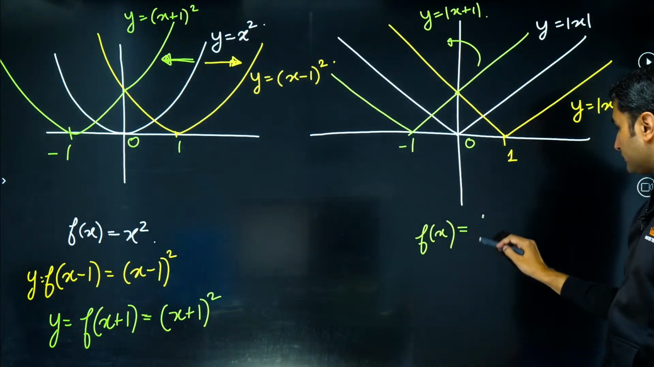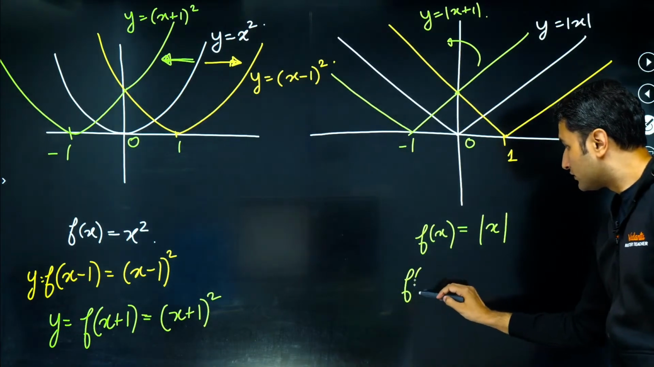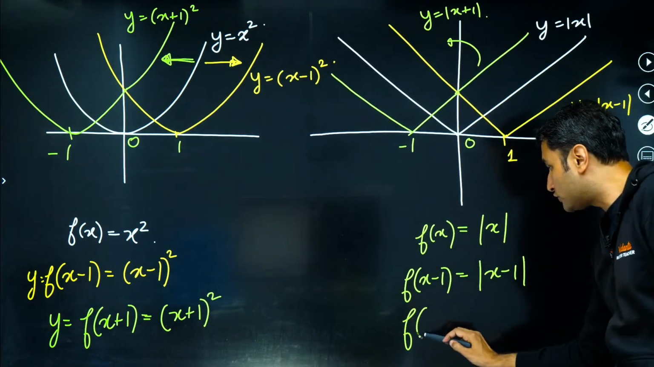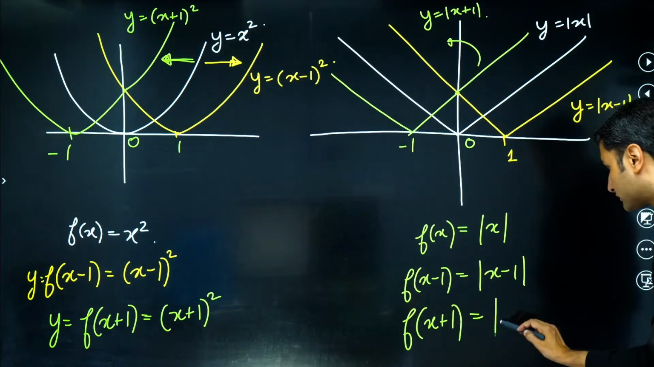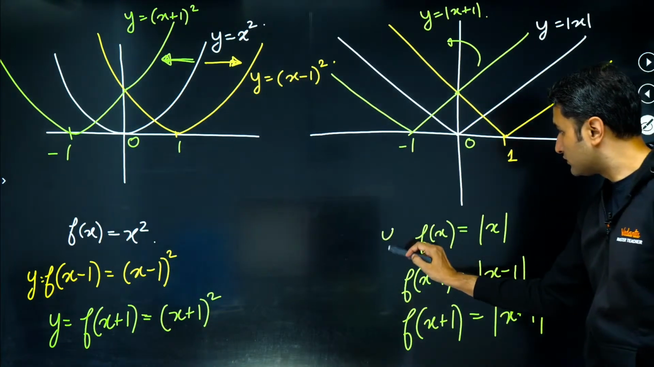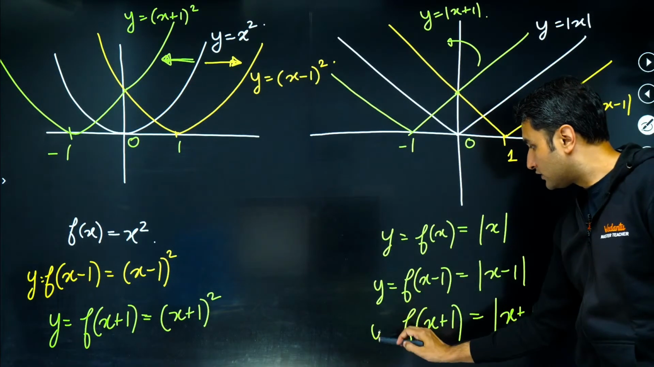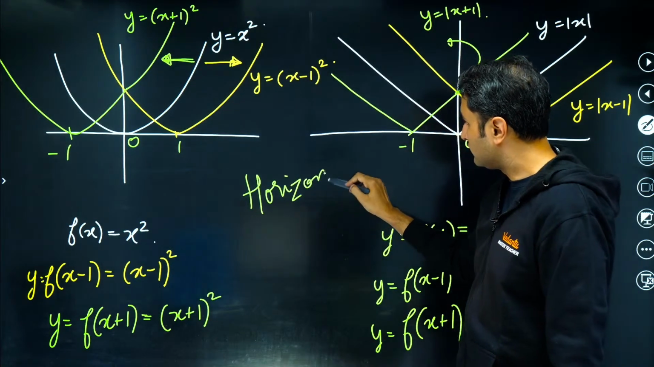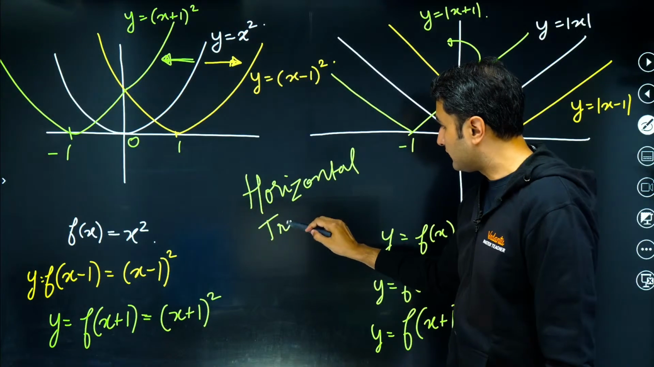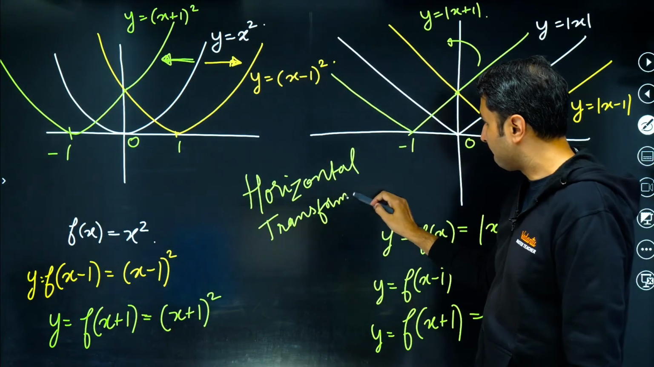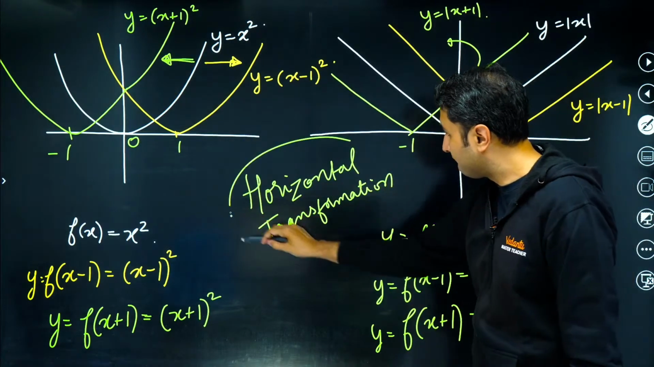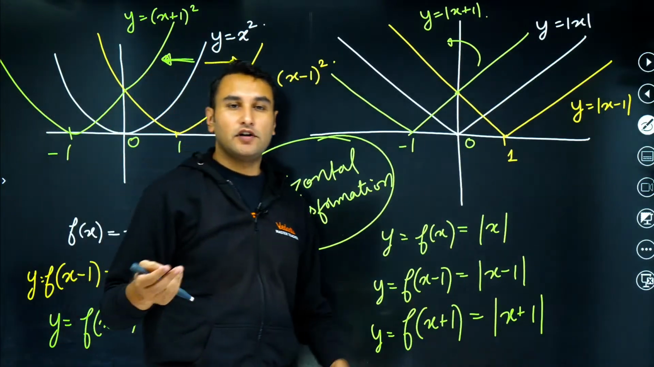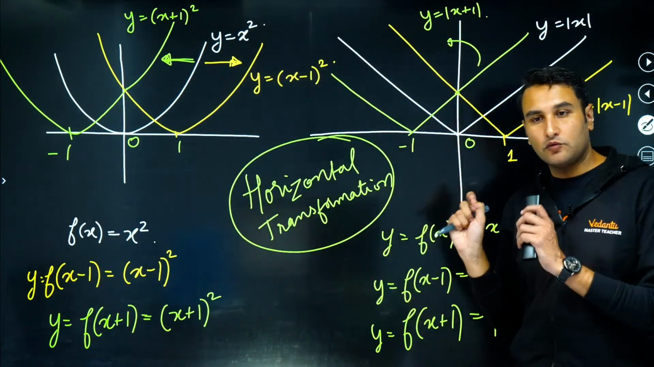So this basically summarizes the entire graph transformation, but only the horizontal graph transformation. Alright, so bachcho, what do we call it? We call it horizontal transformation. Cool. With time we will learn the vertical transformation, and with time we will learn many other types of transformations as well, but this is the most basic one.